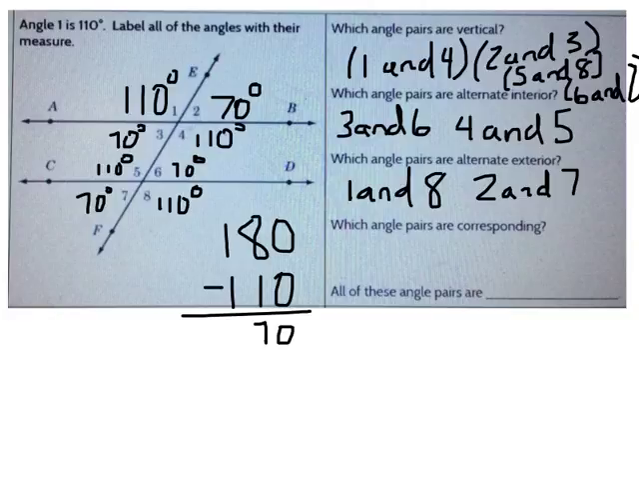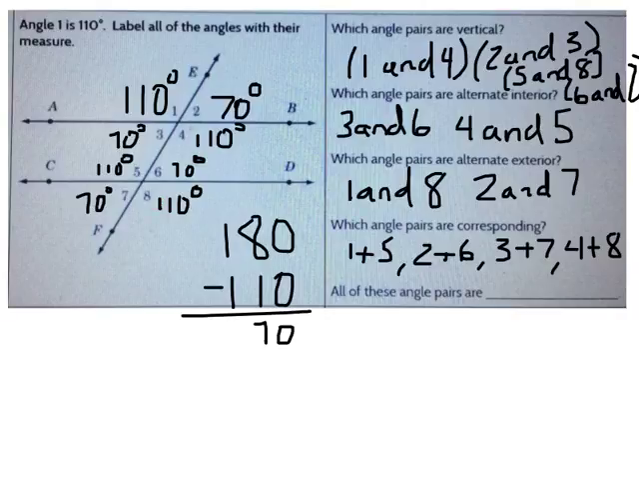The last type of angle measure we'll investigate in this box are corresponding angles. That means angles that are in the same spot in their angle groups. Angles 1 and 5 are corresponding. Angles 2 and 6 are corresponding. Angles 3 and 7 are corresponding. And angles 4 and 8 are corresponding. All of the angle pairs in this box represent equivalent angles, angles that have the same measure.